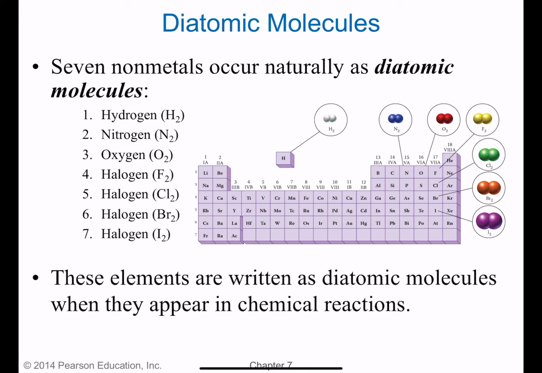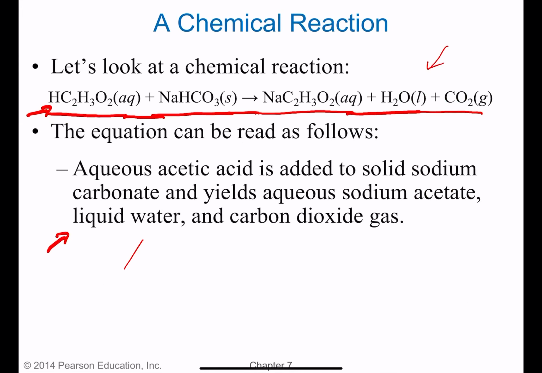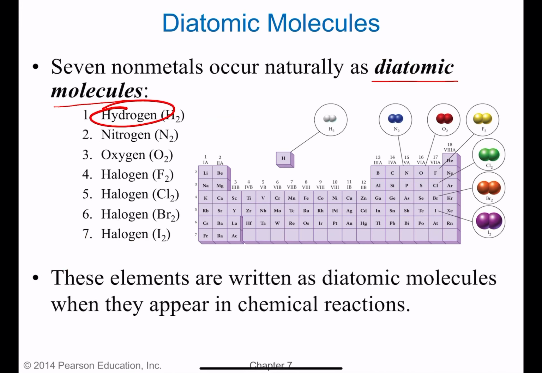Now, I've mentioned this before, but there are 7 diatomics that you need to memorize. The reason this is important is that if you have a chemical reaction expressed as a sentence, for example, hydrogen gas plus oxygen gas yields water, you need to know that hydrogen and oxygen are actually diatomic molecules. It would be incorrect to say H plus O makes H2O. You'd have to know that it's actually H2 plus O2 makes H2O. We haven't even talked about balancing yet, but these are the 7 diatomics. You may need to memorize them.